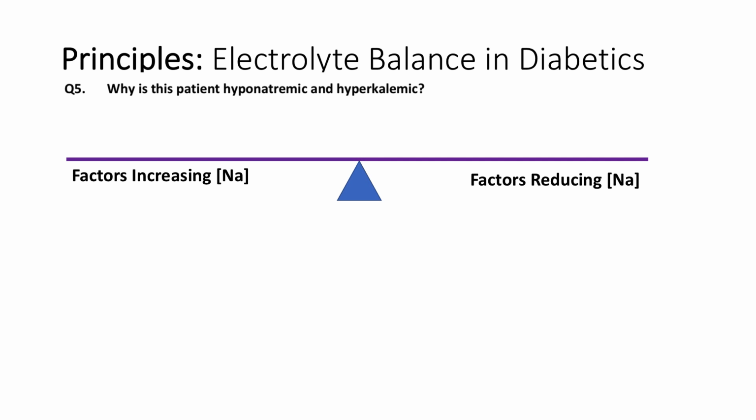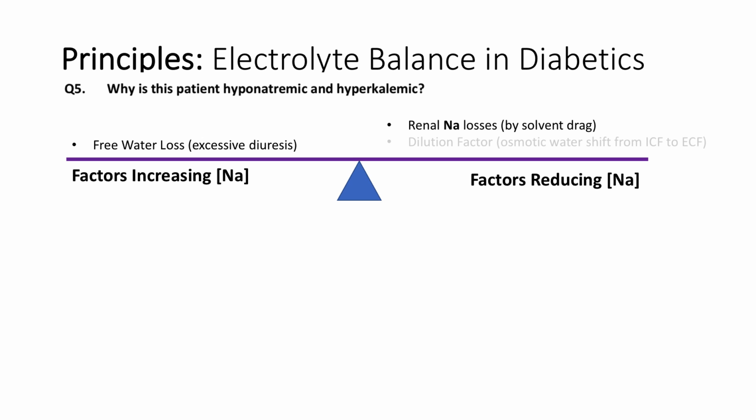So we need to go back to basics and look at what factors increase sodium concentration and what factors reduce it. Factors that increase sodium concentration are naturally free water loss. When I pee a lot, which is diuresis, water is lost but sodium stays inside the body, so I get increased sodium concentration. Factors that reduce sodium concentration are either that you pee out the sodium together with the water, or the dilution factor, where water shifts from the intracellular space to the extracellular space.